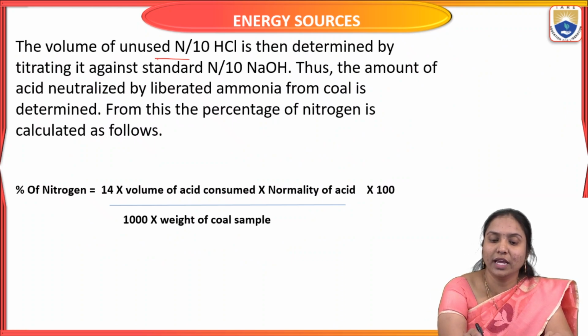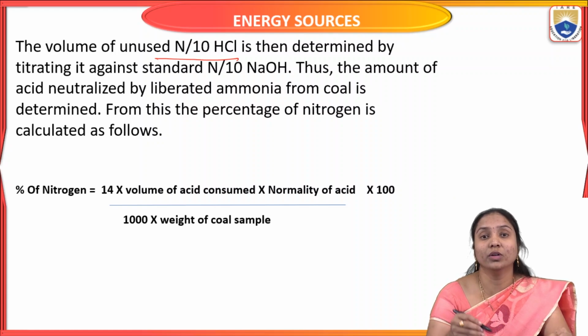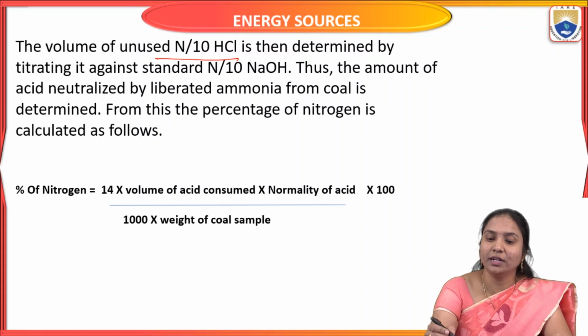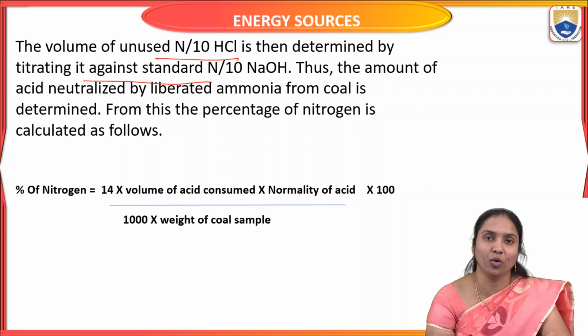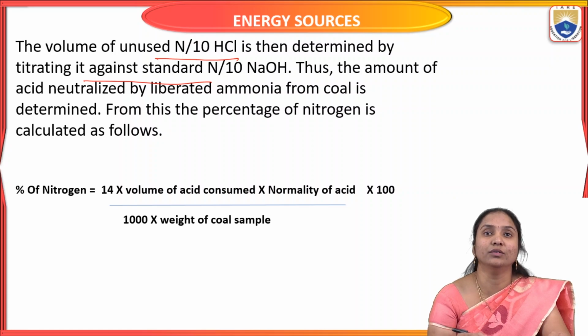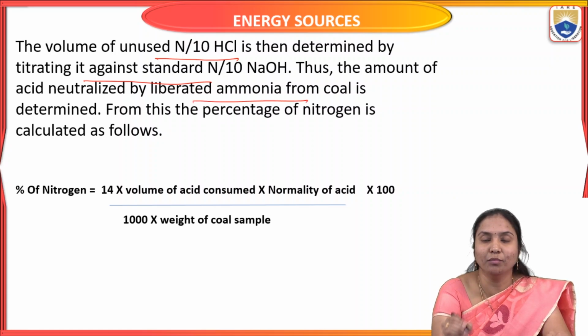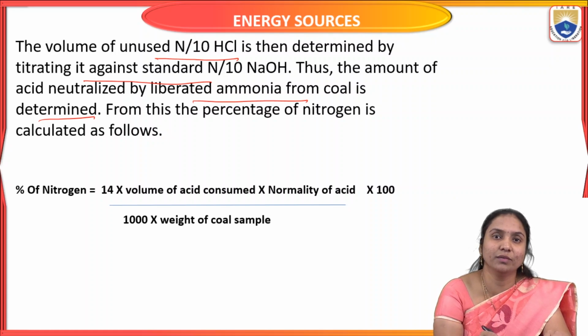Here, a few percent of the HCl is used in this distillation process. So the unused N/10 HCl is then determined by titrating it against standard N/10 NaOH. So the amount of acid neutralized by the liberated ammonia from coal is determined. From this, the percentage of nitrogen is calculated as follows. How can you determine the percentage of nitrogen present in the coal sample?